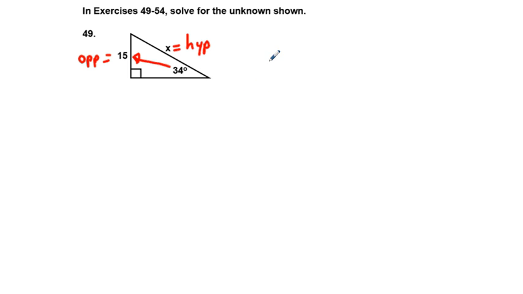So what we have is the sine of 34 degrees is equal to our opposite, which is 15, over our hypotenuse, which is x.